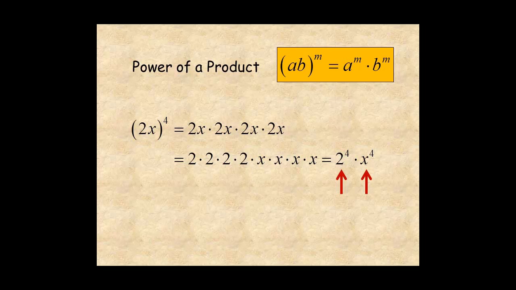To simplify (2x) to the power of 4, apply the power to each factor for 2 to the power of 4 times x to the power of 4, which is 16x to the power of 4.